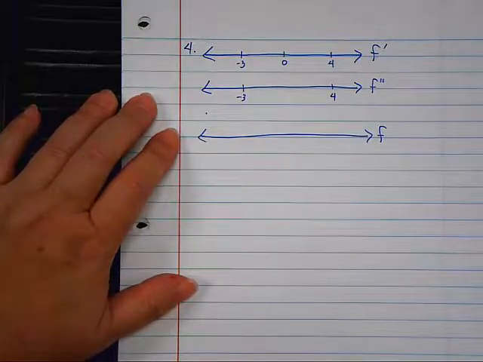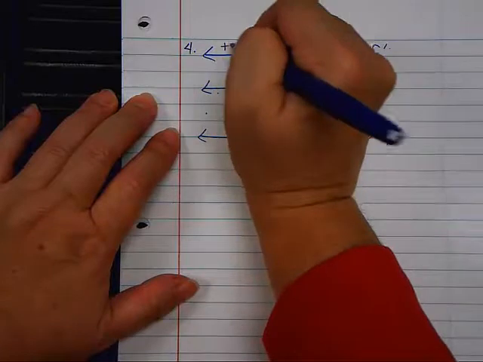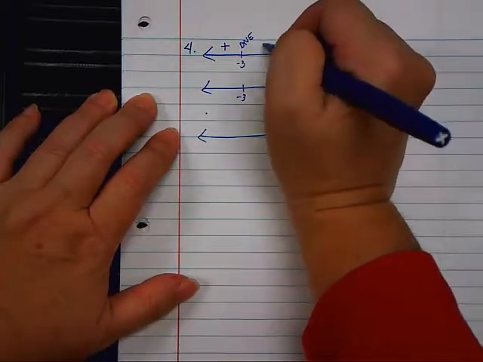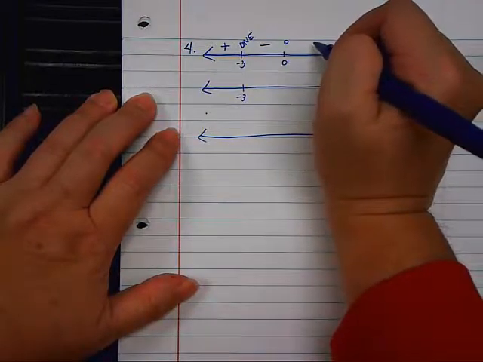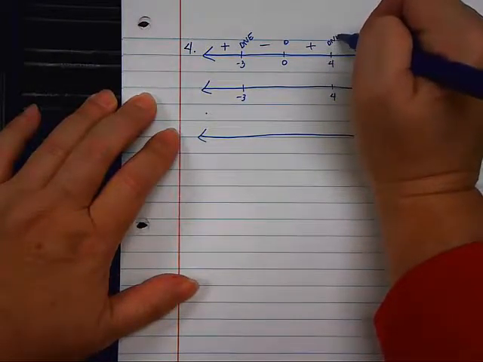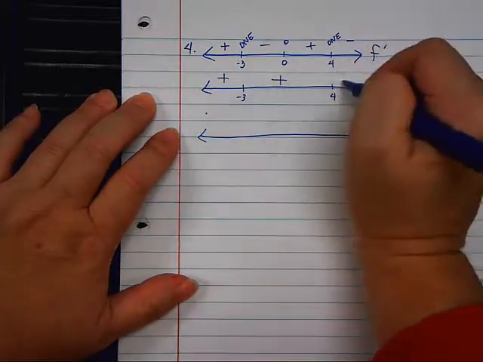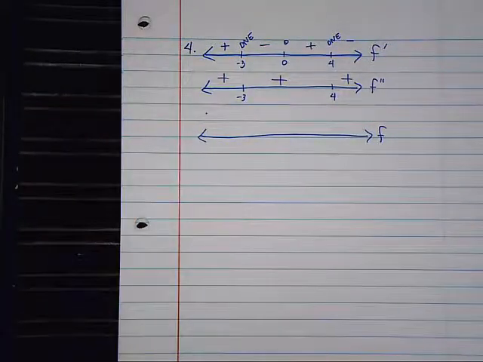I drew my F line already. Shouldn't have done that. Oh well. Plus, DNE, minus, 0, plus, DNE, minus, plus, plus, plus. This is going to be 90% like the one we just did. The only difference is you see something new on this number line that's never been there before.